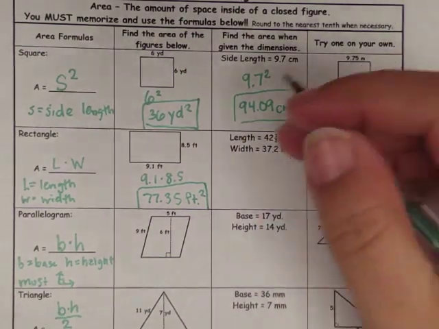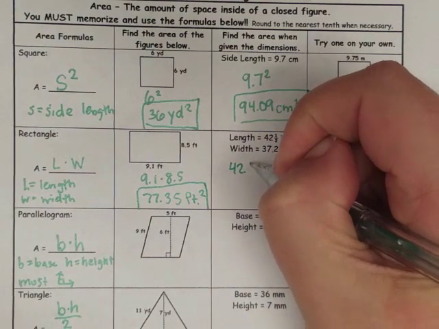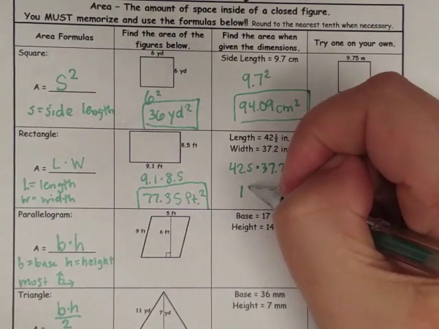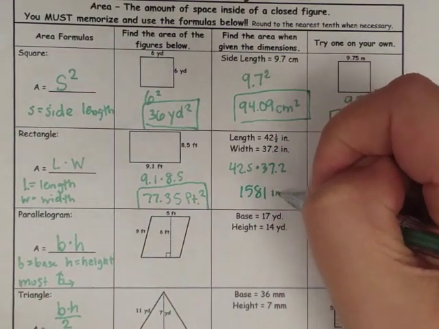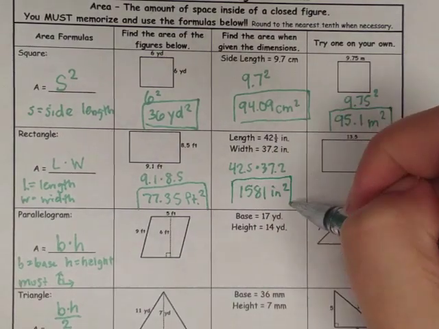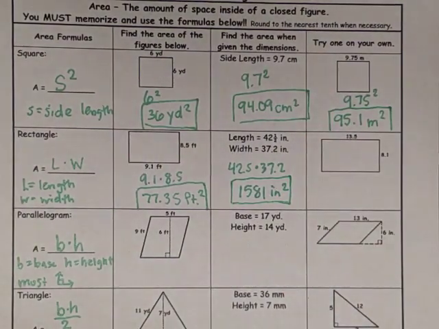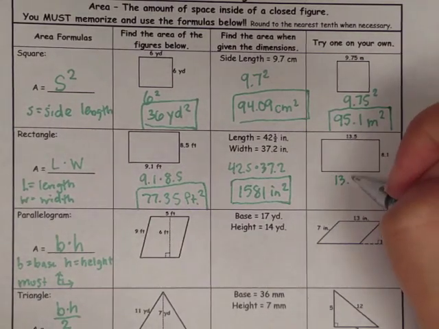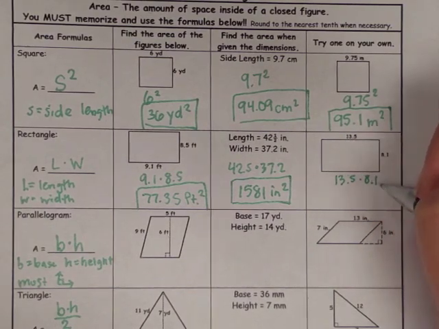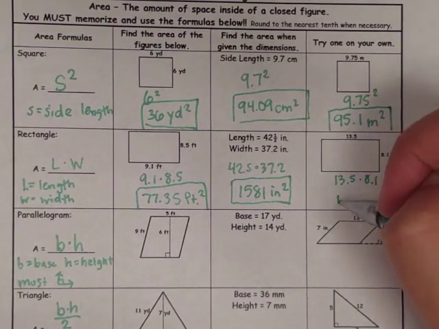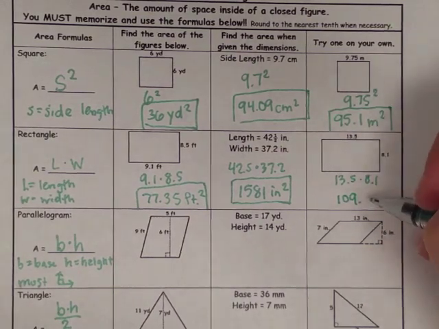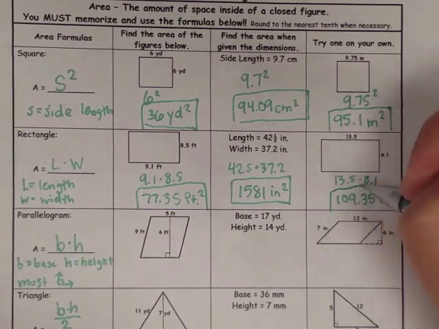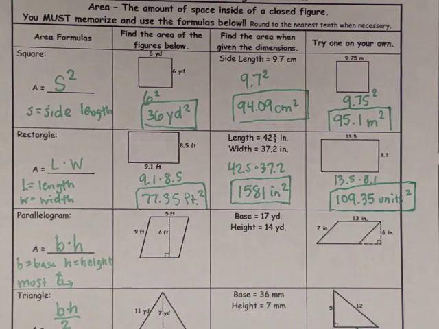All right, a length of 42.5 times 37.2. And the product there is 1,581, and then inches squared to represent my units and my area. All right, and then our third one is 13.5 times 8.1, because it's length times width. And then that will give me a product of 109.35. They don't give us units, so we're going to write the word units squared.